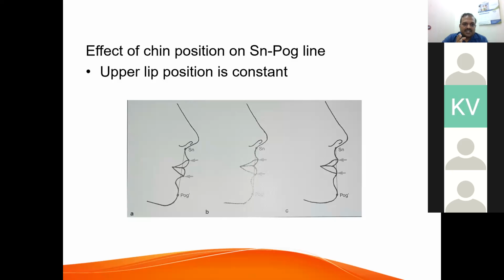You can see in the first picture the chin is positioned behind and it is on the line. Then it is a prognathic chin. So only by varying the position of the chin, the understanding here is that when the chin position is altered, it will reflect on the structures above the chin. Either lip positioning will be altered or the nasal base position can be altered.